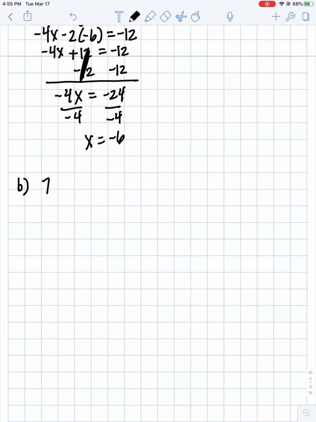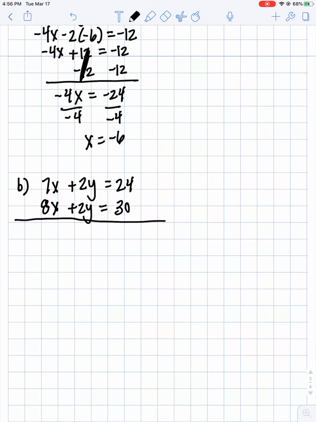So if I look at B, 7x plus 2y equals 24, and 8x plus 2y equals 30. Let's take a look at these 2. Well, guys, if you were to combine these 2 equations right now and add them, 7x plus 8x is 15x, 2y plus 2y is 4y, 24 plus 30 is 54. Do you notice that nothing eliminated? Nothing went away. We got rid of absolutely nothing. So that did not help us at all.